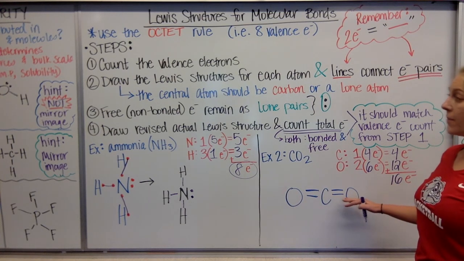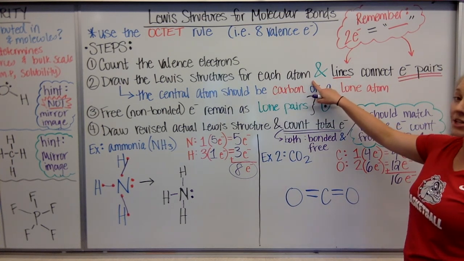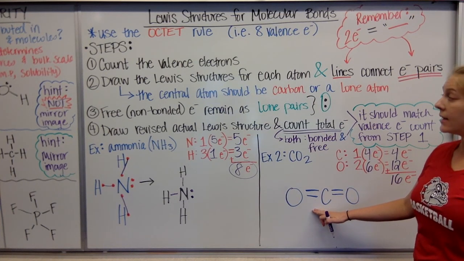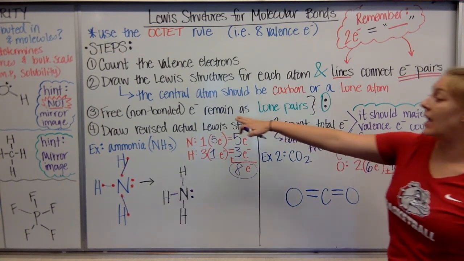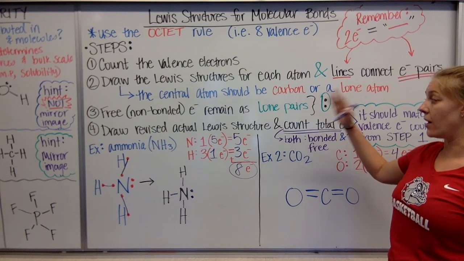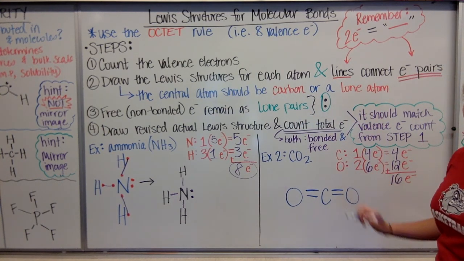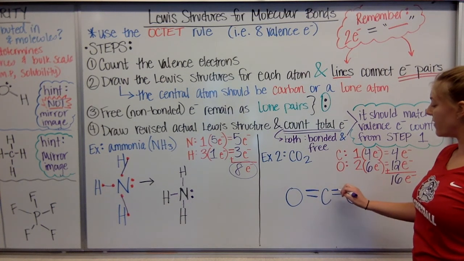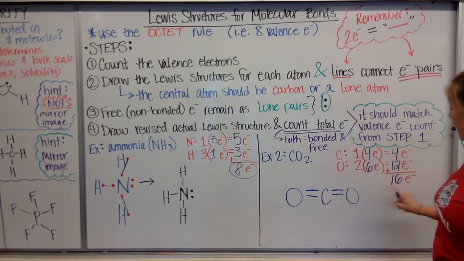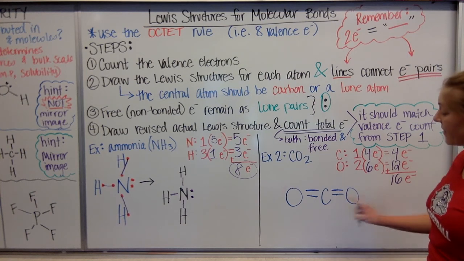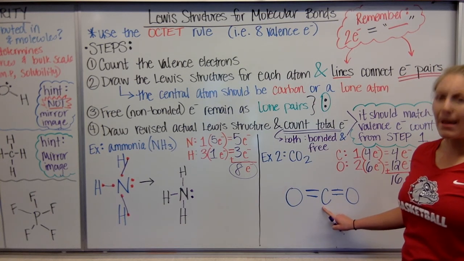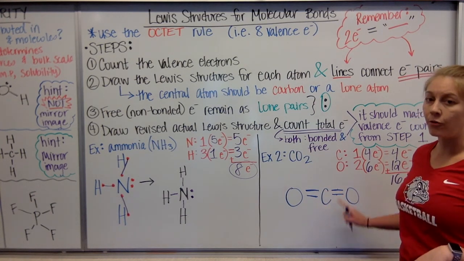Here's the structure that's already been given to us. So draw the Lewis structure for each atom. It's already been done. The free electrons will remain as lone pairs. Okay, so we need to figure out how many lone pairs there are going to be. How many electrons am I showing right now? 2, 4, 6, 8. How many should I be showing? 16. Well, let's see. Is carbon happy, quote unquote happy?